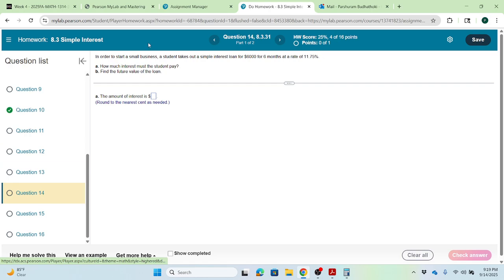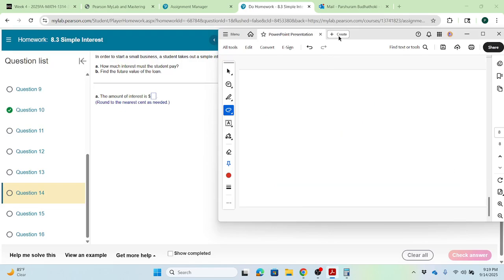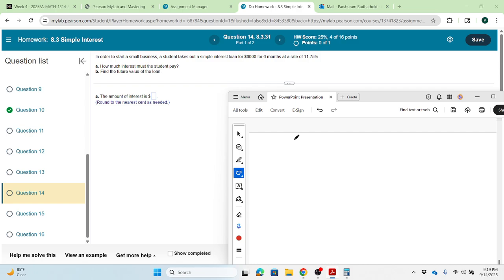Let's go to the next problem. In order to start a small business, a student takes out a simple interest loan for 6,000 bucks for 6 months at a rate of 11.75%. Remember, simple interest has a formula, which is principal times rate times time. In this case, principal is 6,000 bucks. Rate is 11.75%, which is 0.1175, and time is 6 months. What is 6 months? It's a half year.